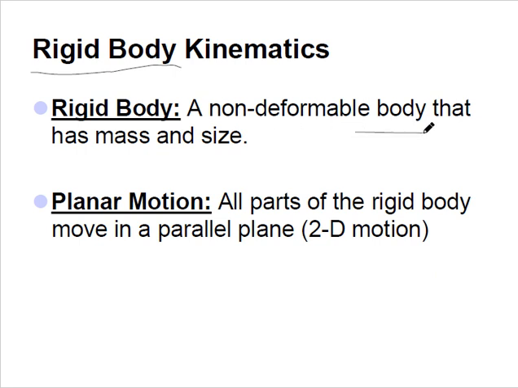It's just a body, or an object, you can call it, everything that we have in the world. I already told you that we only categorize into two: one is a particle and the other one is a rigid body. And of course, a rigid body is a non-deformable body, meaning you can't deform it, and it has a mass and a size. Of course, you truly need to understand this non-deformable body.